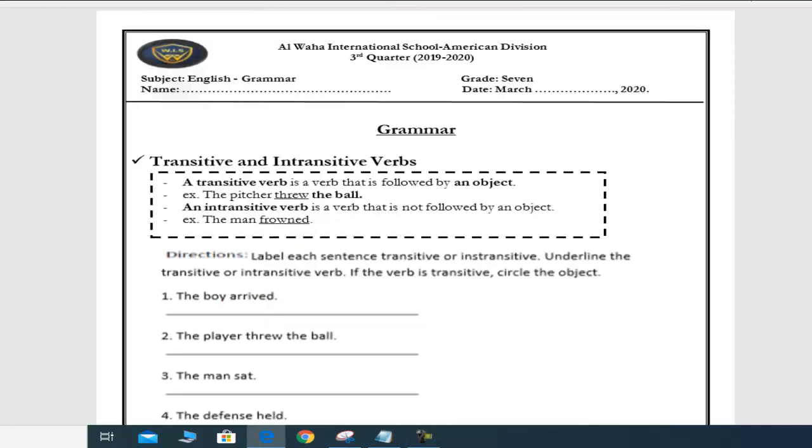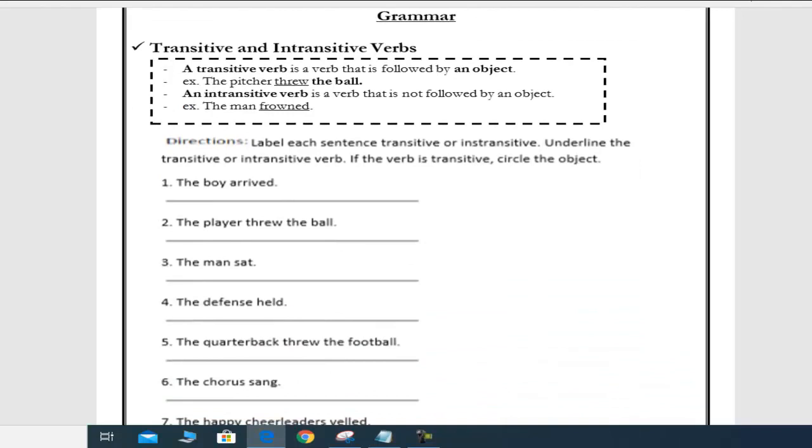And now the transitive and intransitive verbs. A transitive verb is a verb that's followed by an object. For example, the pitcher threw the ball. Threw is the verb. Ball is the direct object. So the verb threw is a transitive verb. The intransitive verb is a verb that's not followed by an object. For example, the man frowned. Frowned is the verb. It's not followed by an object. So the verb frowned is an intransitive verb. The boy arrived. Arrived is the verb. It's not followed by an object, so the verb is intransitive.